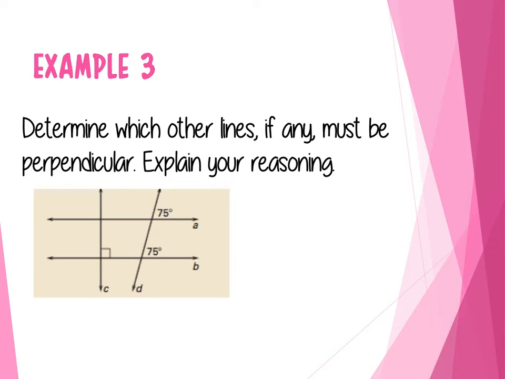What was the last proof? All right, determine which other lines, if any, must be perpendicular. So according to this diagram, there are only 2 pairs of lines that are perpendicular, right? Which ones? C and B. Is it possible to prove that C is perpendicular to anything else? Yes. Why?